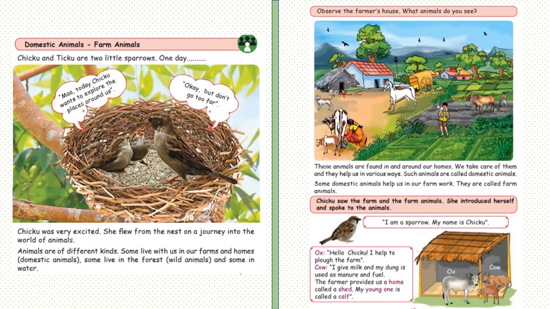Some domestic animals help us in our farm work. They are called farm animals. Now Chico saw the farm and the farm animals. She introduced herself and spoke to the animals. I am a sparrow. My name is Chico.